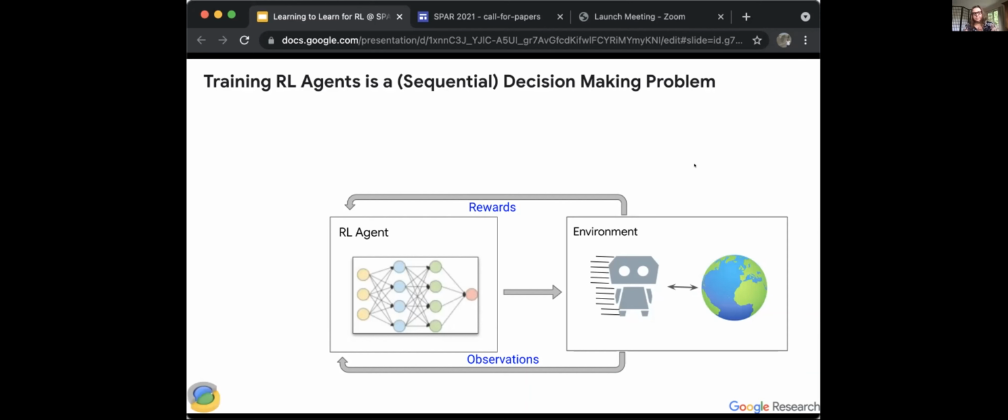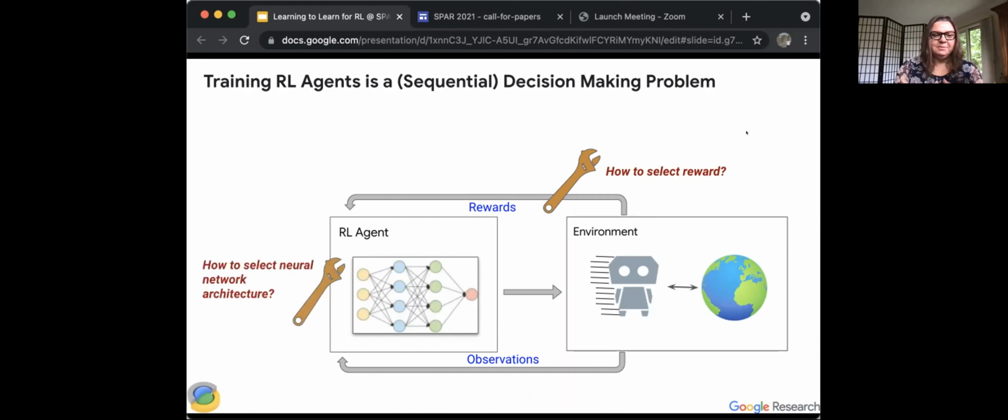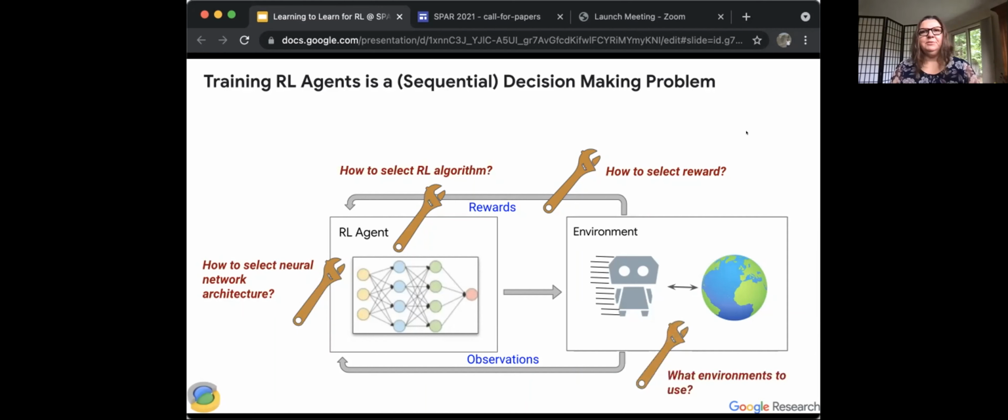People used to say this is super easy because you now just have these rewards and you let it learn and you don't need to solve math and life is good and so on. Except that once reality sets in, how we're training these things: first question is, how do we select a reward? Not easy. Second question is, what neural network architecture should be there? Third question is, how to select the RL algorithm, which one should I use? And finally, what environment should I put the agent in, how should I initialize it? So there are tons of design decisions that we end up having to make.